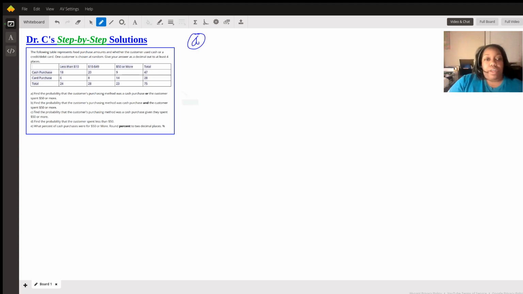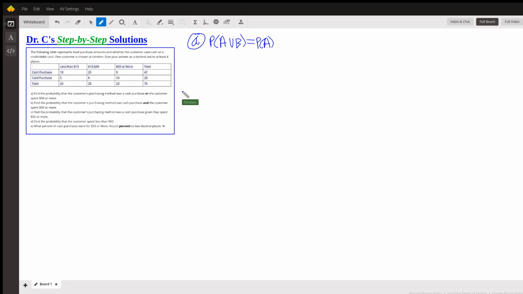It says find the probability that the customer's purchasing method was a cash purchase or the customer spent $50 or more. So keep in mind when we say the term or, we're using the addition rule. The probability of A or B equals the probability of A plus the probability of B minus the probability of A and B. This is what we use when we have two events that are not mutually exclusive.